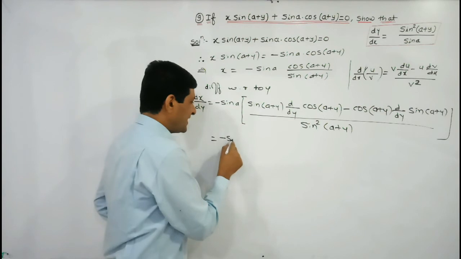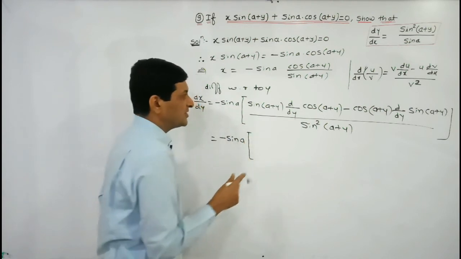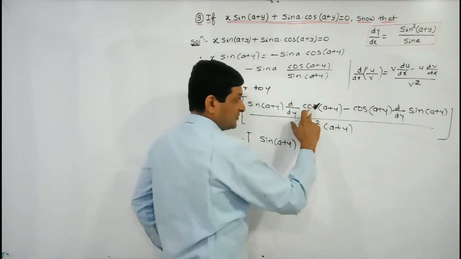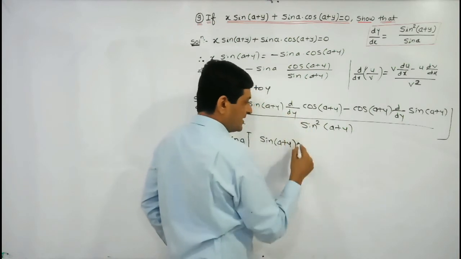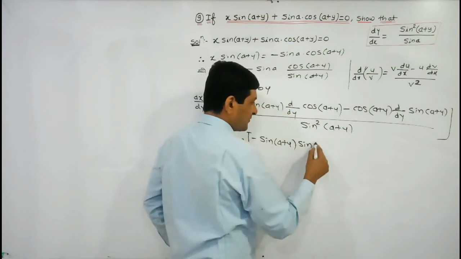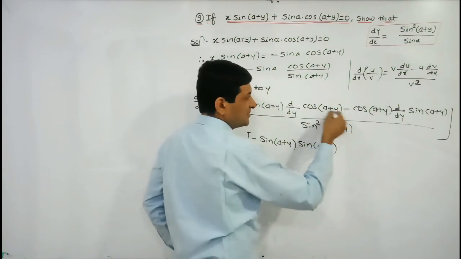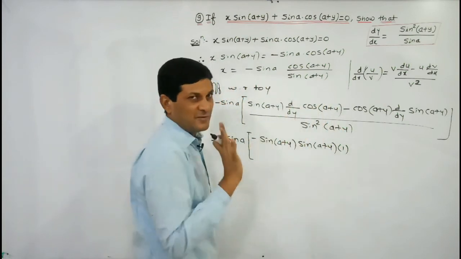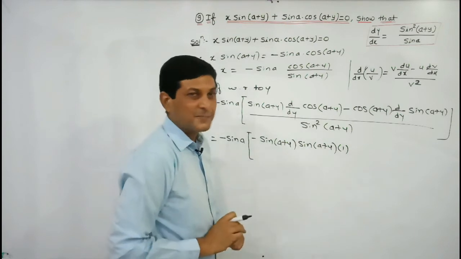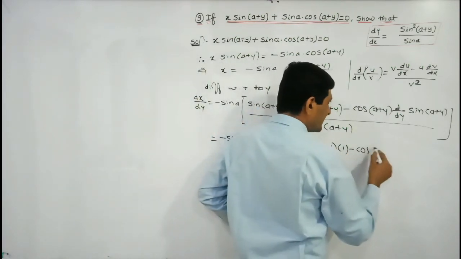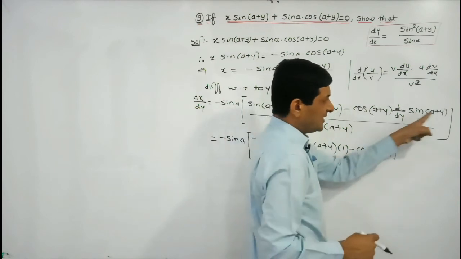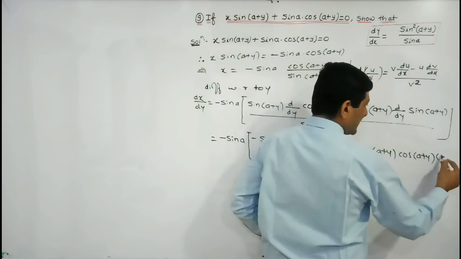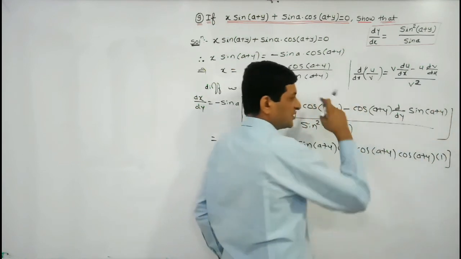Now minus sin a, keep it as it is. We are finding differentiation of this term. So sin(a plus y), keep it as it is. Derivative of cos f of x with respect to y will be minus sin f of x. F of x is what? A plus y, into derivative of this term, which will be equal to 1. Derivative of a is 0 and derivative of y with respect to y is 1. Here minus cos(a plus y), keep it as it is. Derivative of sin(a plus y) will be equal to cos(a plus y) into derivative of a plus y, which is 1, because derivative of a is 0 and derivative of y with respect to y is 1.